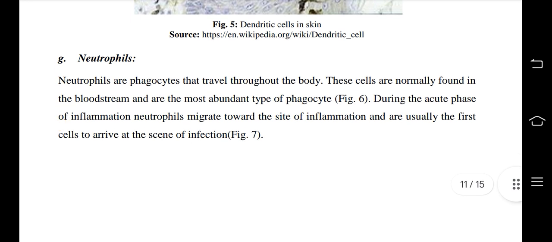Then neutrophils. Neutrophils are phagocytes that travel throughout the body. These cells are normally found in the bloodstream and are the most abundant type of phagocyte. During the acute phase of inflammation, neutrophils migrate towards the site of inflammation and are usually the first cells to arrive at the scene of infection.